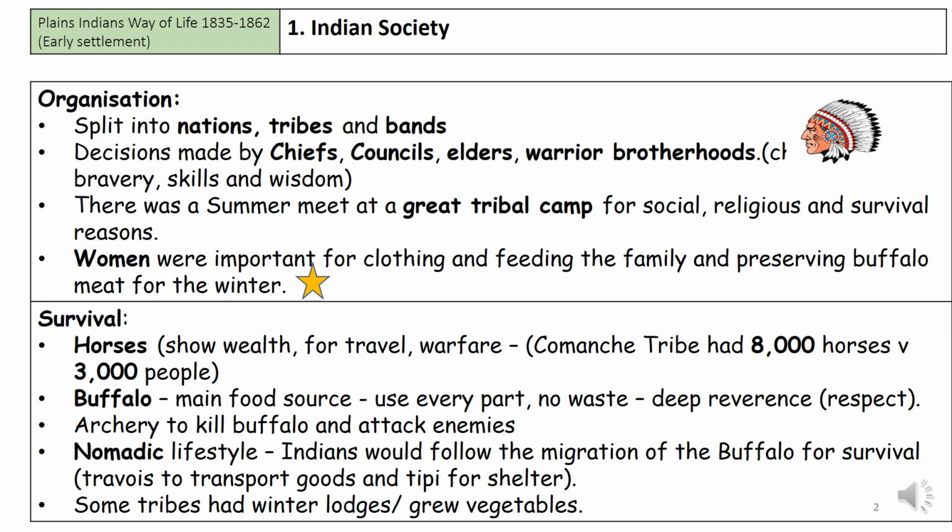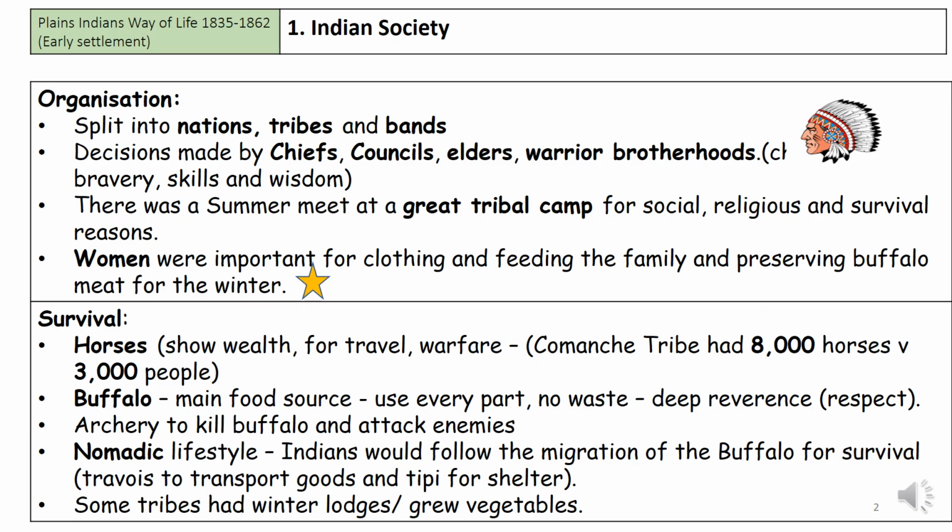Decisions are made by chiefs, councils, elders and warrior brotherhoods. There's no one leader, one person that makes choices. And often chiefs are picked by their talent, so their bravery, their skills and their wisdom, and it doesn't mean that you get that job for life. They understand that maybe as some people get older, they might need to replace them with somebody else.